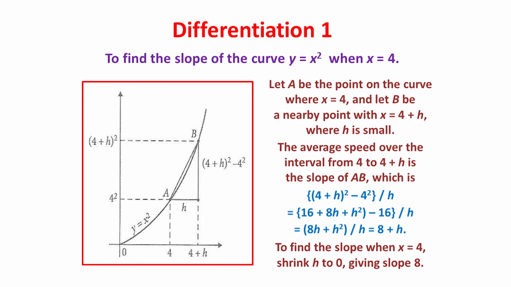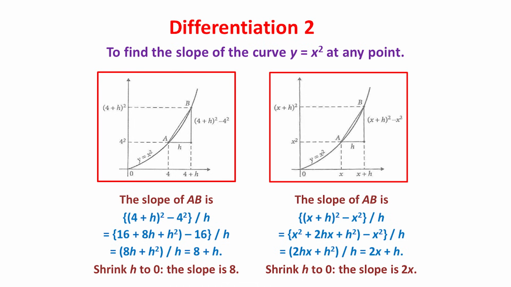To find the required slope, we now let the point B approach the point A. That is, we shrink h to 0. The slope of 8 plus h then becomes 8, so that 8 is the instantaneous speed at A.